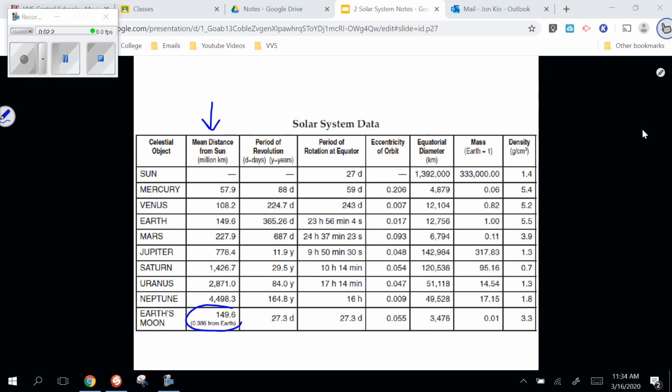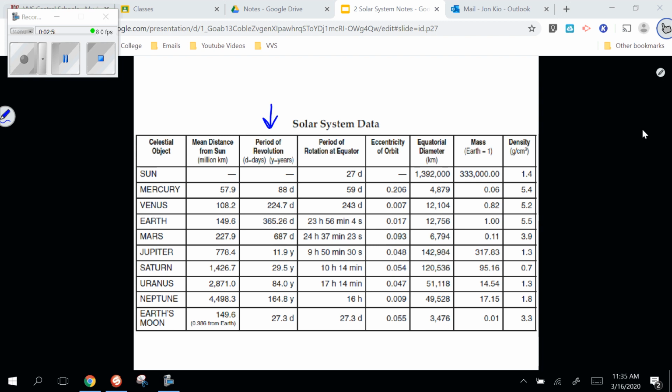Notice, real quick, the moon is the same distance from the sun as the Earth is. Because at this scale, they don't differentiate the moon from the sun. At this scale, they're essentially the same distance away. But you can see they do tell you that it's actually 0.386 million kilometers from the sun. That means it's 386,000 kilometers from the sun, which, if you do miles, it's around 250,000 miles, 240,000 miles or so.